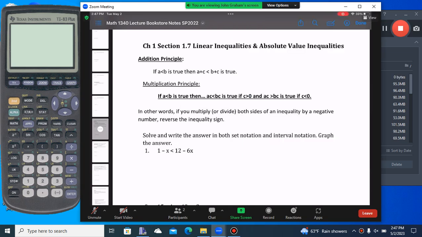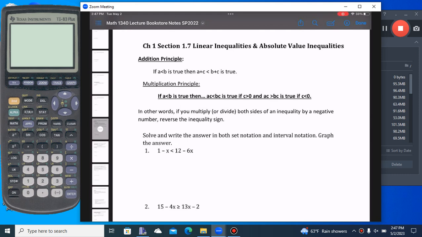Hi, this is Math 1340, and this video is over chapter 1.7, where we'll look at linear inequalities and then absolute value inequalities. First, with regard to inequalities, there are a couple principles we have to look at.